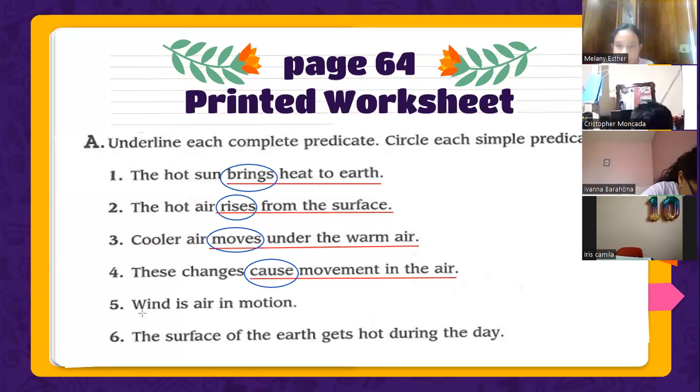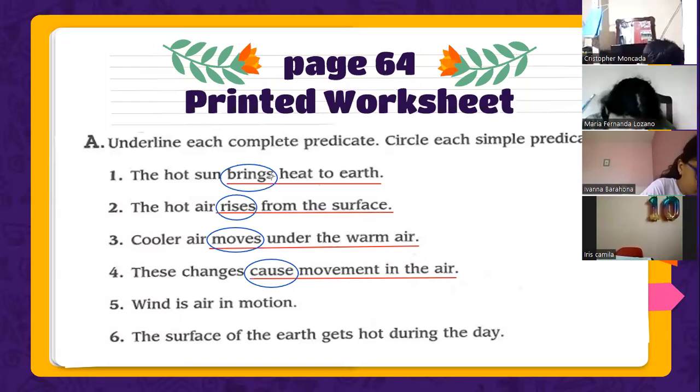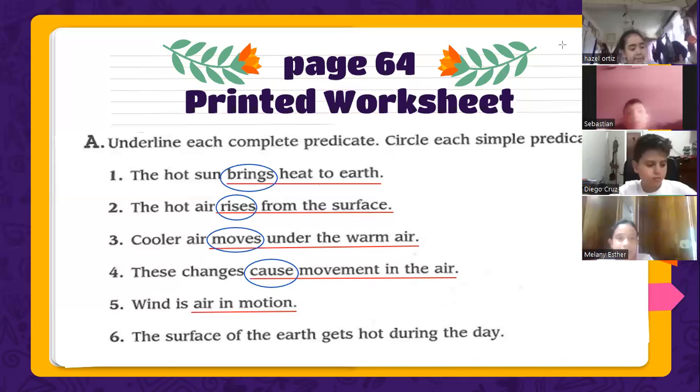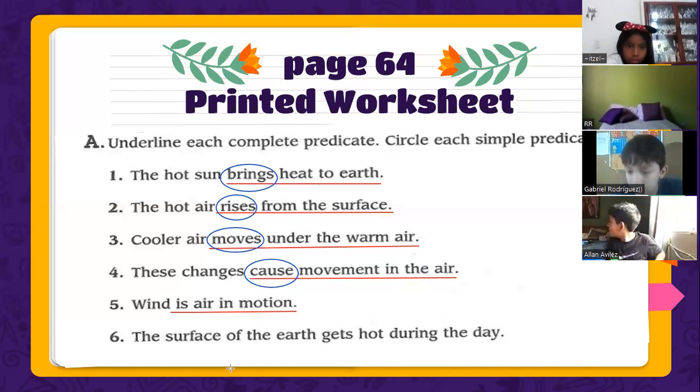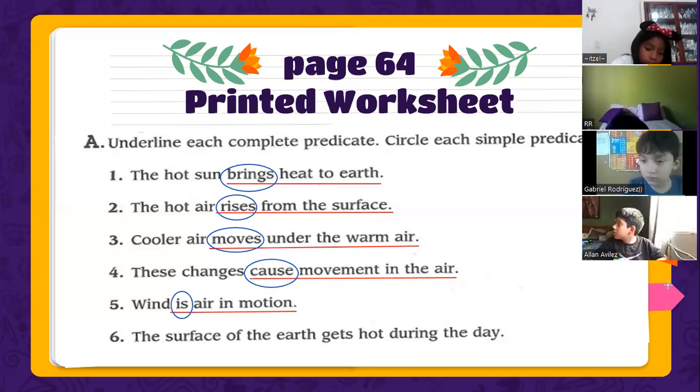Now the next one. Wind is air in motion. What is that verb? Motion? Air? Air is not a verb. The verb is is, and you didn't mention it. This verb is not action, it shows being. Is is the verb, verb to be.